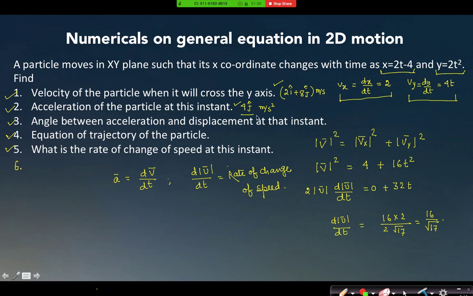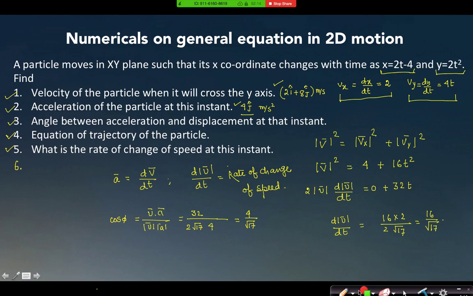I guess everyone has calculated this. Again, it is a simple dot product. If the angle is phi, then cos phi is equal to v dot a divided by mod v mod a. v dot a is simply 4 into 8, which is 32, divided by mod v, which is 2 root 17, and mod a, which is 4. So it is 4 by root 17.